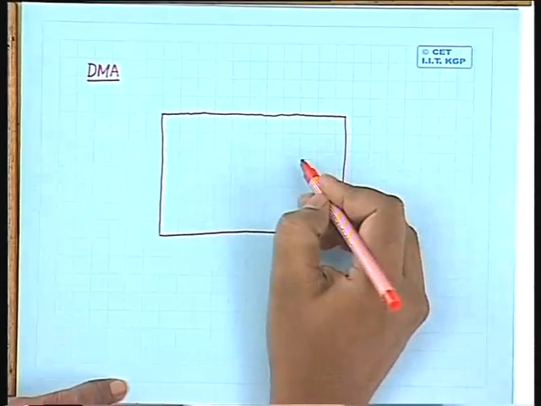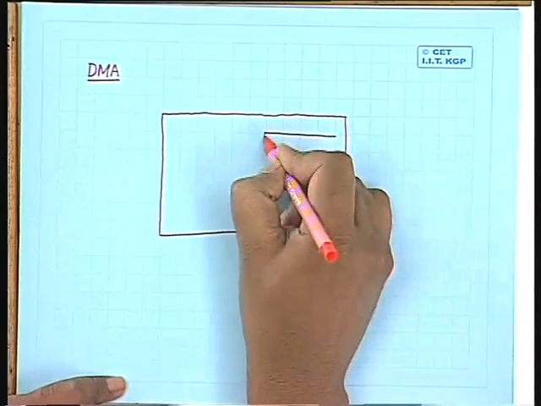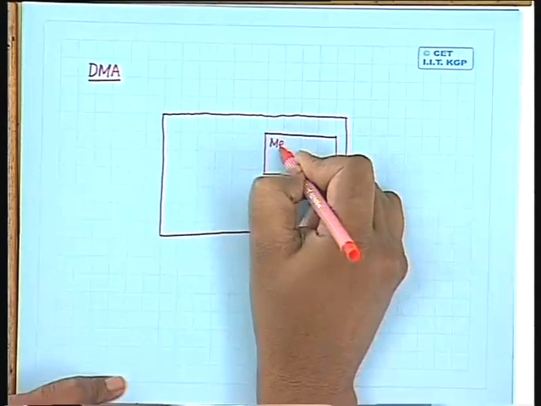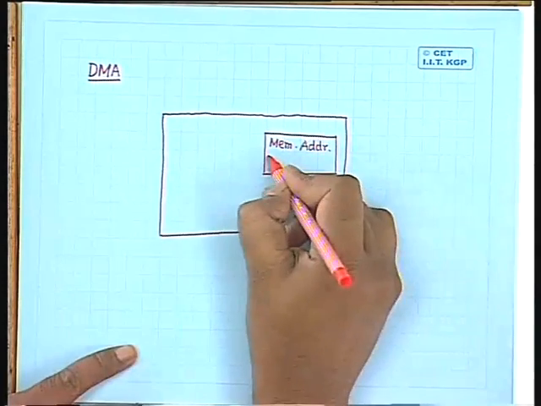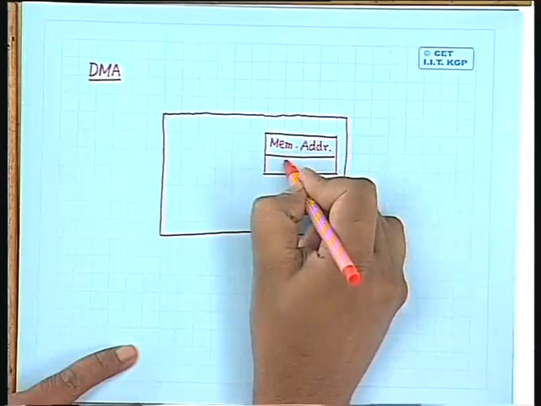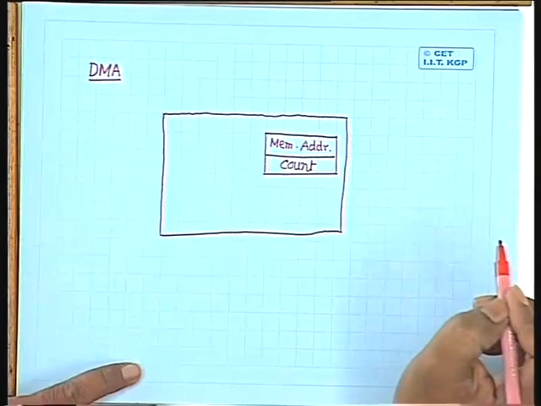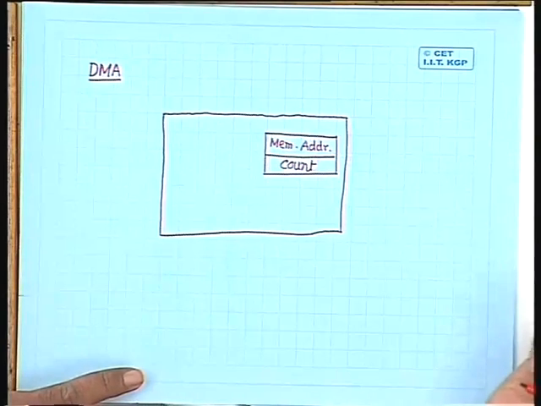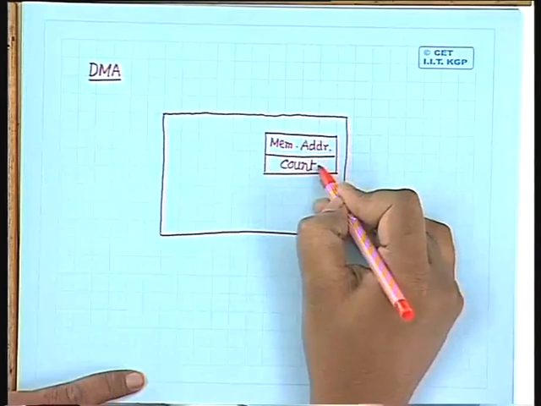Some of the units will be, say, the memory address register. I have to have a memory address register. I also have to have information about the length of the data that is to be transferred, that is the count. So if I want to transfer, say, 100 bytes of data from the main memory to a device, I can simply increment the memory address register by 1 in a loop of 100, and that can be controlled by this count value.